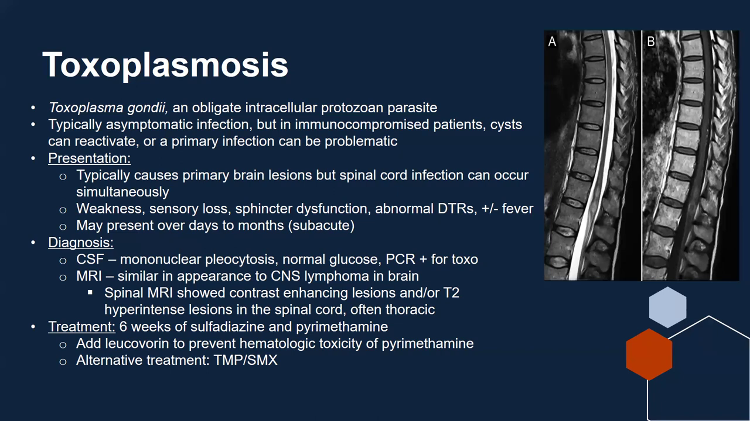CSF will show a mononuclear pleocytosis, normal glucose, and PCR may be positive for toxo. MRI may show contrast enhancement and T2 hyperintense lesions in the spinal cord. Toxo specifically has a predilection for the thoracic cord, even though this picture is showing us the distal spinal cord. Like I said, CSF toxo PCR can be obtained in order to solidify the diagnosis. Treatment consists of 6 weeks of sulfadiazine and pyrimethamine, as well as leucovorin, in order to prevent hematologic toxicity of pyrimethamine, but Bactrim can also be used.